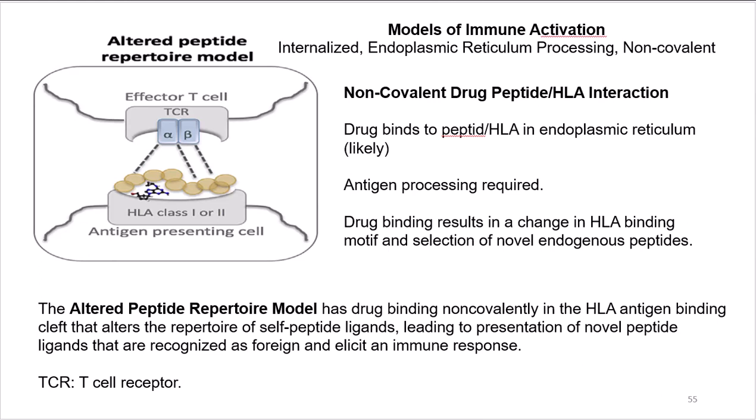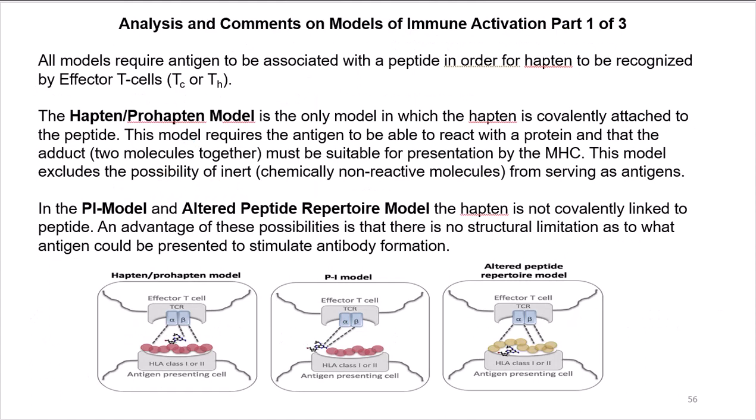And that's this altered peptide repertoire model. So there are these three models. This is my personal analysis. So again, the peptide one is the only one that has the drug covalently bound. The other two models, it's non-covalently bound. One model, PI, has the drug binding on the surface. The other one has it binding to the complex someplace inside the cell.